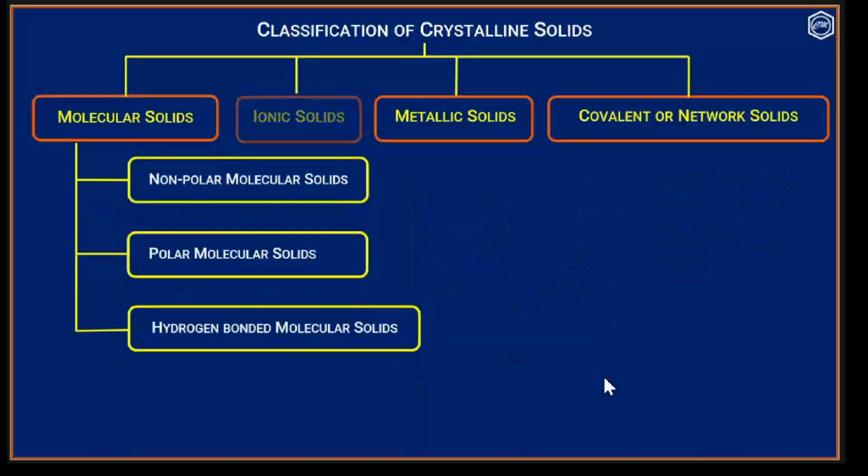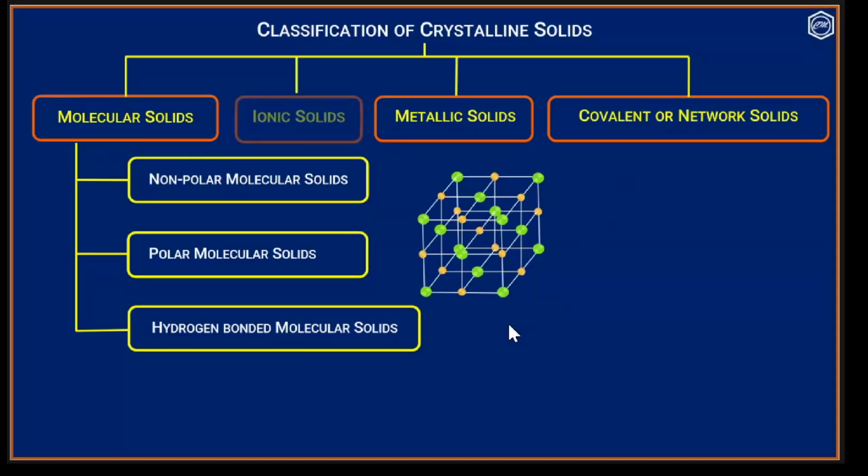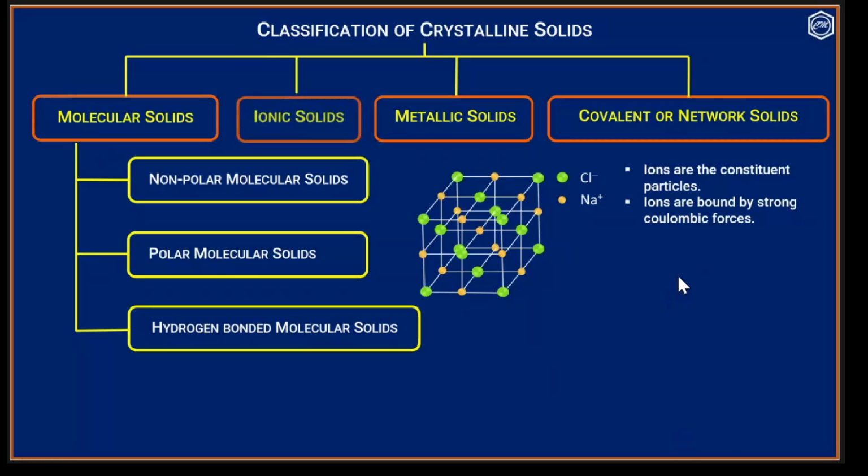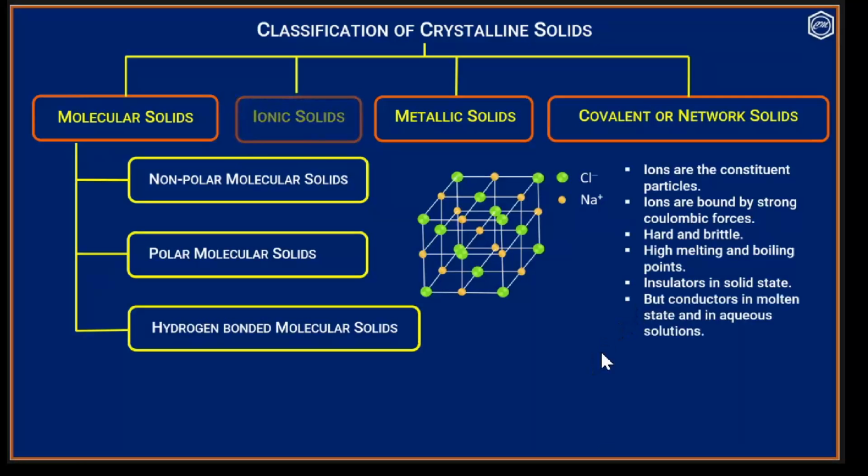The second category is the ionic solids. In ionic solids, the constituents are ions. For example, sodium chloride crystal. The small balls are sodium ions and the green are chloride ions. Ions are constituent particles, and these ions are bound by Coulombic forces. They are hard and brittle, with high melting and boiling points. They are insulators in solid state, but conductors in molten state and in aqueous solutions.